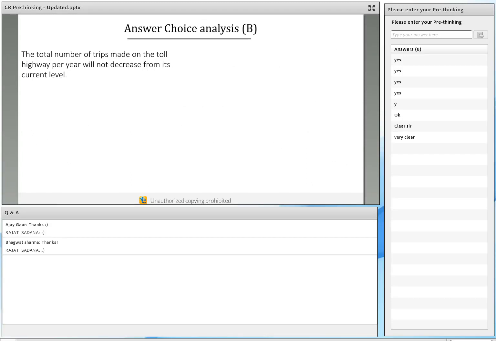Okay, so let's look at the answer choices, and let's look at choice B right now. A lot of people chose choice B. Choice B says, now, before I do this, let's look at the definition of assumption. What is the definition of assumption? Can you type it down?